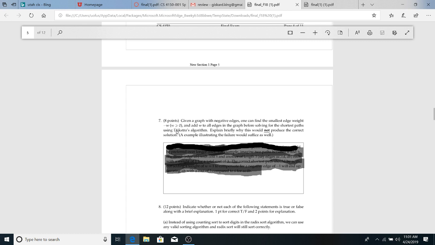Can you just add a constant cost to each edge such that all the edges are now positive weights? Right? So can I add, say, 10 to the cost of each weight such that now all the edges are positive, and I'll be able to run Dijkstra's algorithm?